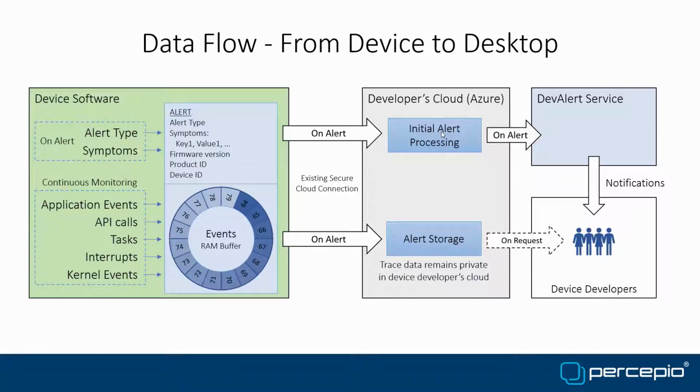Then some part of this data goes to our DevAlert service, but that's not the trace buffer. It's just some metadata that we can then use to generate notifications back to the development teams. And when they see the alert, they can just click on the link and download the trace from the alert storage.